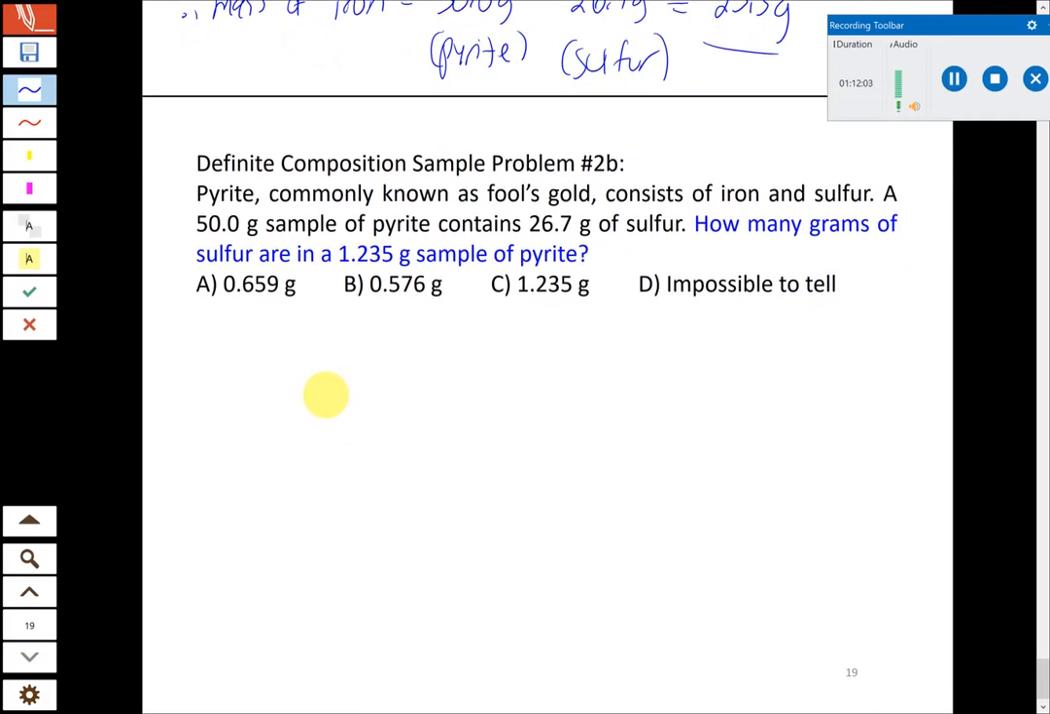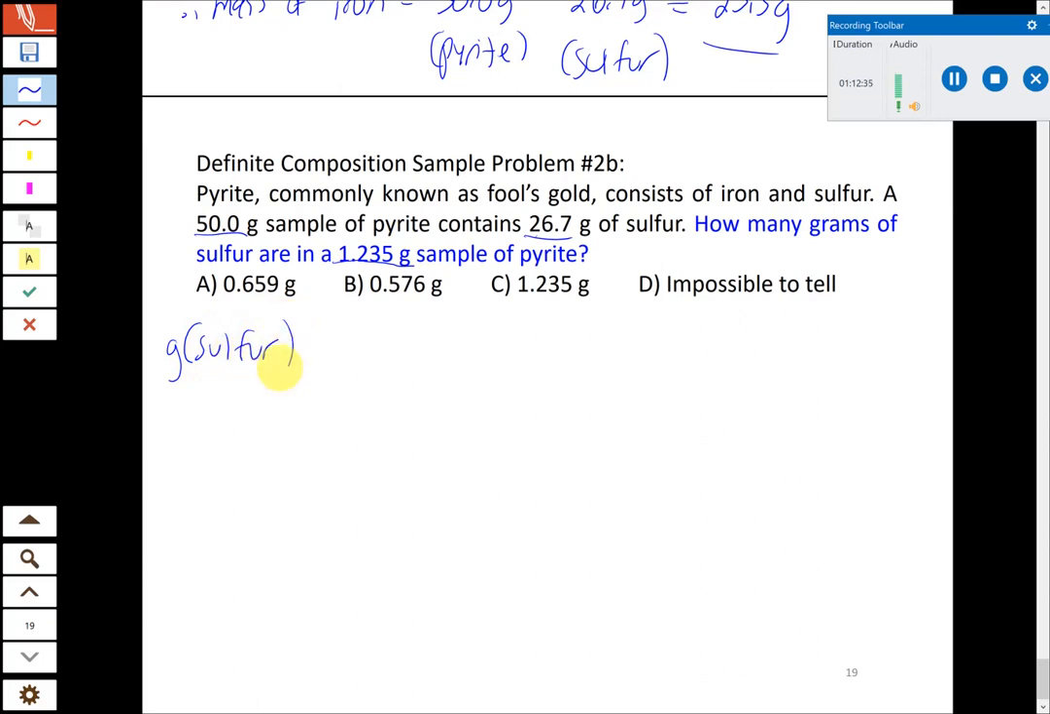But now what we want to know is how many grams of sulfur are in a 1.235 gram sample of pyrite. Okay, so we know that 50 grams of pyrite contains 26.7 grams of sulfur, but if we had a smaller sample, 1.235 grams, how much sulfur would be in there? Okay, and the way that we're going to set this up is using the mass ratio of sulfur to pyrite as a conversion factor. So the review chapter has a lot about conversion factors. I went through that in the review lecture that I posted if you want to check it out.